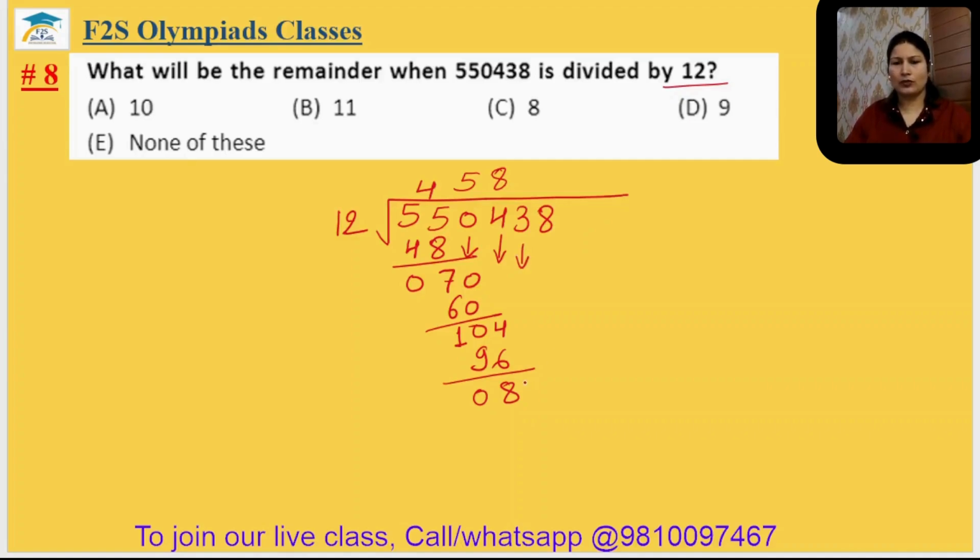Now 3 will drop down. 6s are 72. 3 minus 2, 1. 8 minus 7, 1. Now 8 will drop down. 9s are 108. Remainder is 10. What will be the remainder? Remainder is 10. Eighth answer is option A.